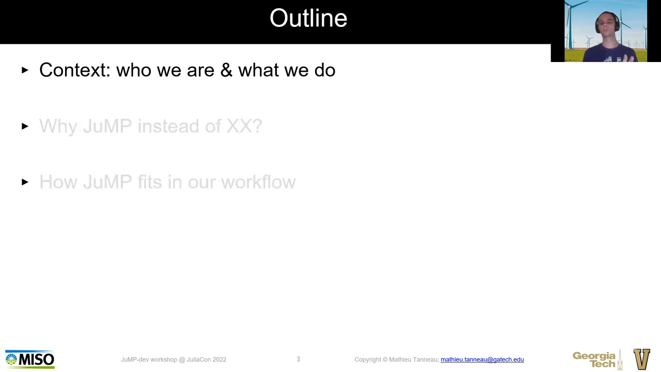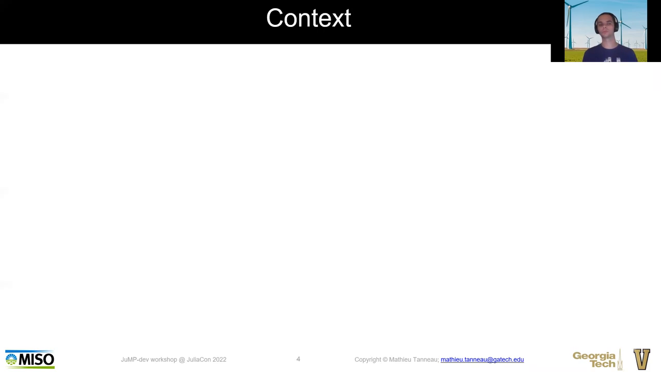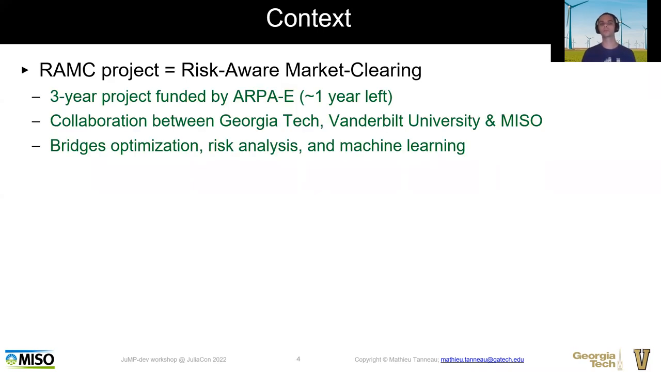So let's start with the project itself and what we're trying to do. RAMC stands for Risk Aware Market Clearing. It's an academic project funded by ARPA-E, a government agency in the US. We're about 2 years into our 3-year term for this project. It's a collaboration between two universities, Georgia Tech and Vanderbilt, as well as an industrial partner, MISO, who handles the electricity grid in the US.